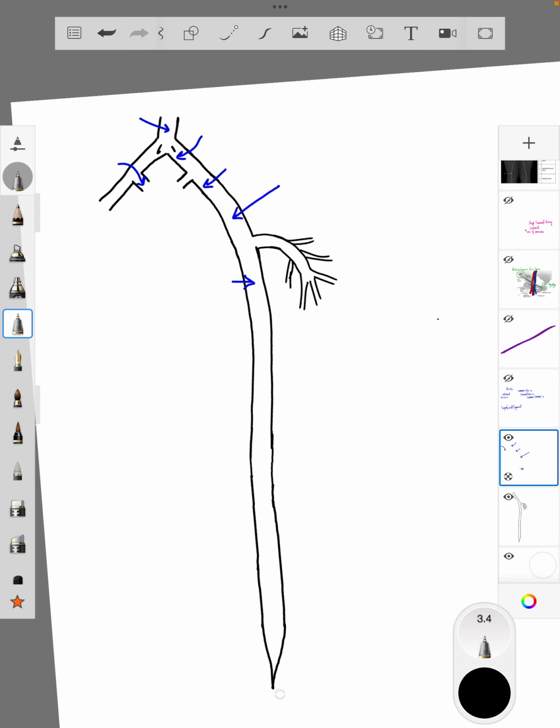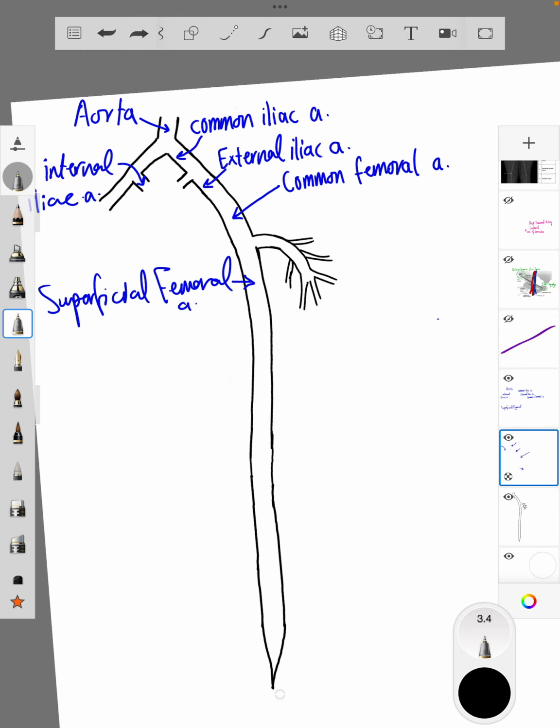So obviously we start with the aorta, and then the aorta bifurcates into the common iliacs, right and left common iliacs, which bifurcate into the internal iliac and the external iliac. And internal iliac is also called hypogastric artery. So external iliac, when it passes the inguinal ligament, it becomes the common femoral artery, okay?